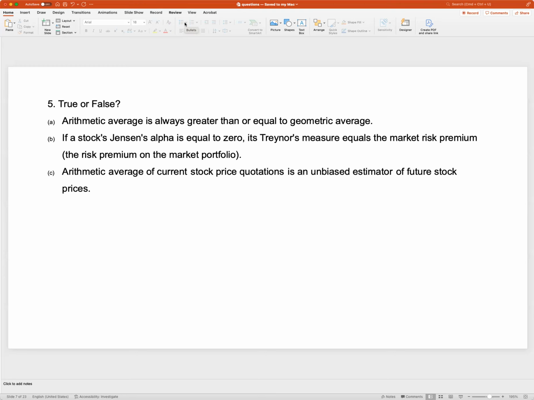In all the other cases, as long as there is some variation in the returns, for example, some years it gave you 5% return, some years it gives you 1% return, then the arithmetic average will be greater than the geometric average. And the more volatile the stock return is, the bigger the gap is, the higher the arithmetic average is compared to the geometric average. So the first statement, question A, is true.